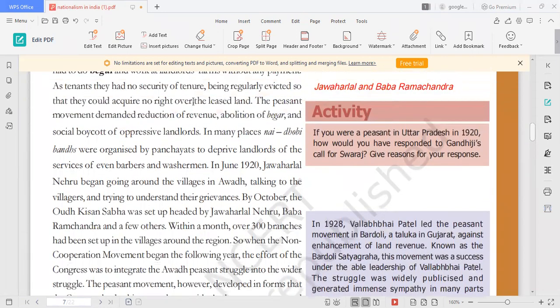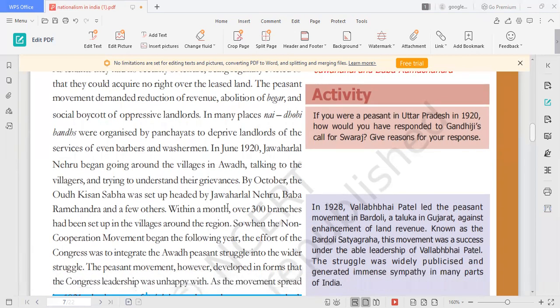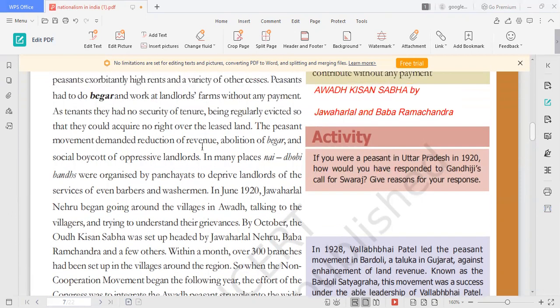Baba Ramachandra and Jawaharlal Nehru visited Awadh in June 1920. With the help of Baba Ramachandra, he talked to the villagers and tried to understand the grievances of those peasants and laborers. Together they formed the Awadh Kisan Sabha. Kisan is farmer, Sabha is association. They formed Awadh Kisan Sabha with the help of Baba Ramachandra.